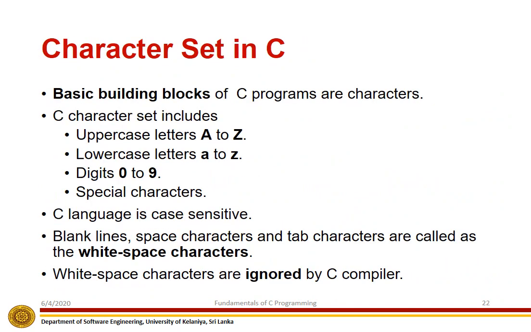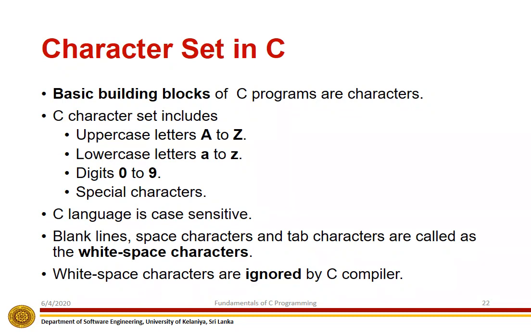Then the character set in C. The basic building blocks of a C program are characters. It includes uppercase letters A to Z, lowercase letters a to z, digits 0 to 9, and special characters. C language is case sensitive. It means capital A and simple a are considered as two characters. If a language is case insensitive, capital A and simple a are considered the same character. But here, C is case sensitive.